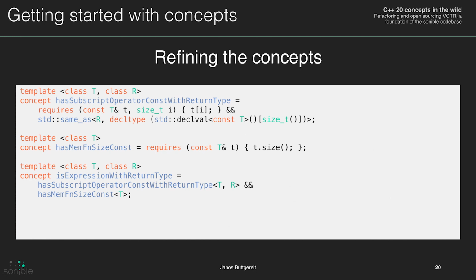So we have a second condition, and this is that our array subscript operator returns the correct type. You see, I added this as a condition here. And now our template list contains two arguments: the actual types that we want to constrain and the expected return type. The size member function still has the single type, and now the combined is expression with return type concept forwards two template arguments to the subscript operator concept and the single to the size concept.